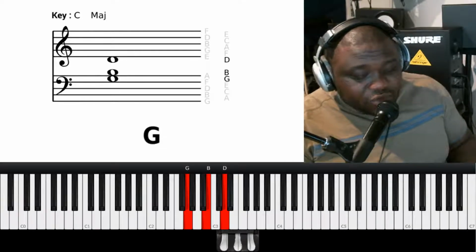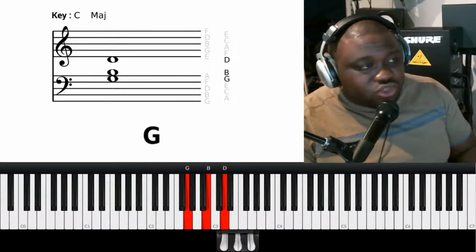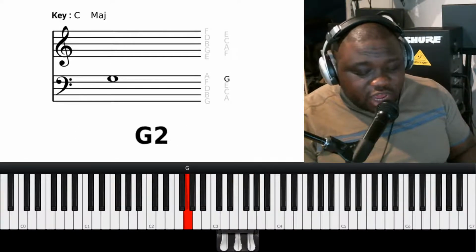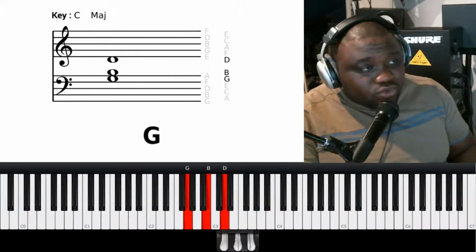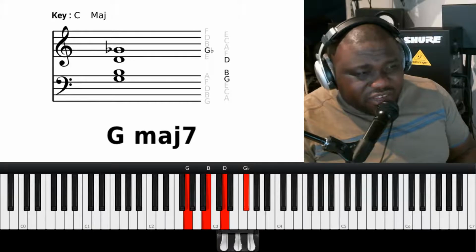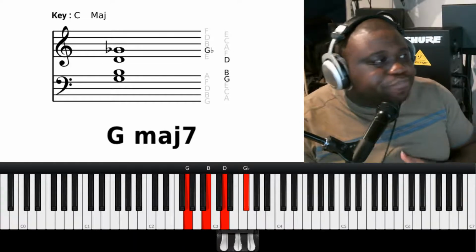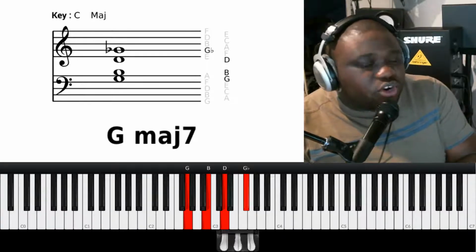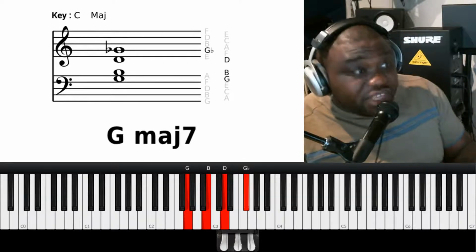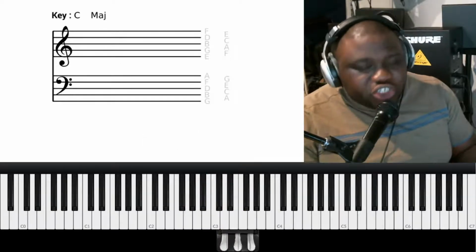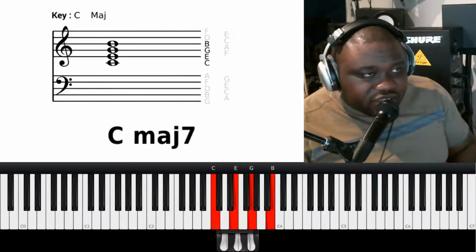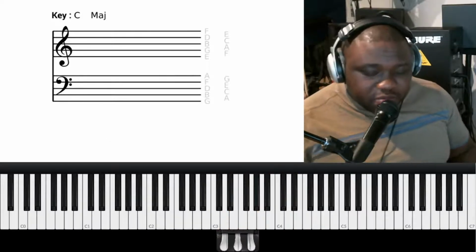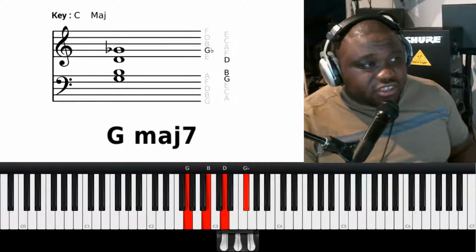Okay, let's do G. If we need to know the 7th, we know we are at 5 right now. So we go 6, 7, and then back to 1. So that means we need this one to make it a major 7th. You guys see that? So that is the idea. And so that is a simple way to understand it: if you want to get a major 7th, simply play the 7th of that major chord. Major chord, major 7th. Major chord, major 7, major chord, major 7. You guys get the idea?